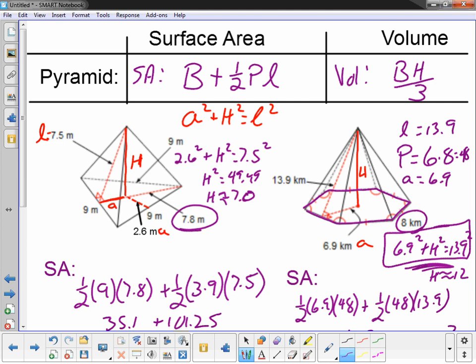Your assignment is the surface area and volume worksheet. You're going to have to find surface areas and volumes of prisms and pyramids. That's what you've got. I think you can do it now.